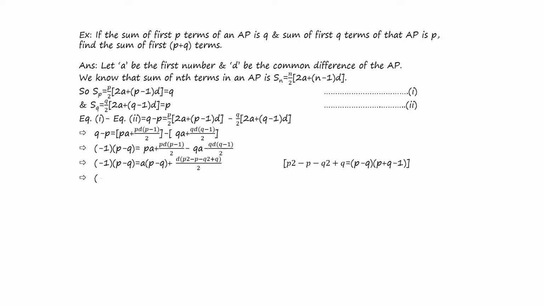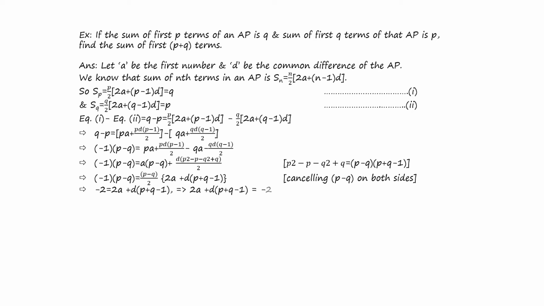q minus p equals pa plus pd into p minus 1 whole divided by 2 minus qa plus qd into q minus 1 whole divided by 2. Multiplying minus 1 on the left hand side, we get minus 1 into p minus q equals pa plus pd into p minus 1 whole divided by 2 minus qa minus qd into q minus 1 whole divided by 2, or on solving it we get 2a plus d into p plus q minus 1 equals minus 2. Let this be equation 3.